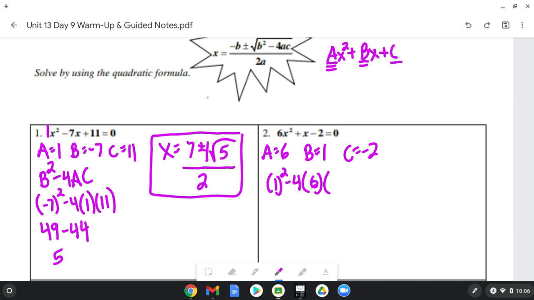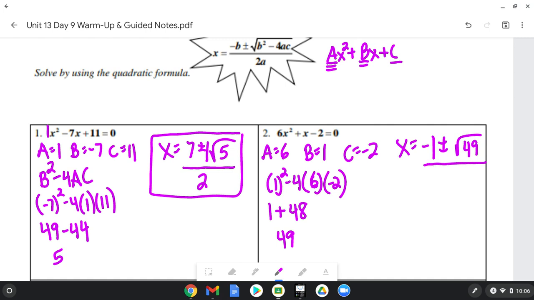That's 4ac. So that'd be 1 plus, in this case, because there are 2 minus signs: a negative in front of the 4 and a negative in the 2. And that'd be 48, because 4 times 6 is 24, times 2 is 48, so I get 49. Now I'm going to do x equals the opposite of b, that's -1, plus or minus the square root of 49, all over 2 times a, which is 2 times 6.